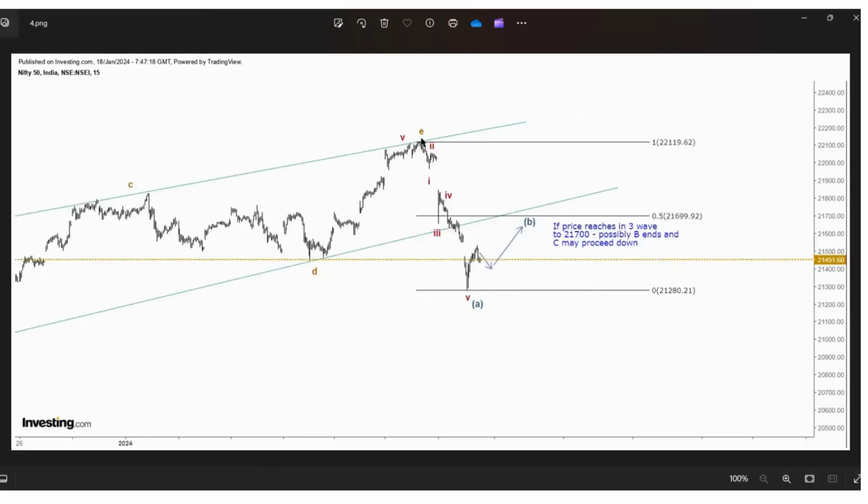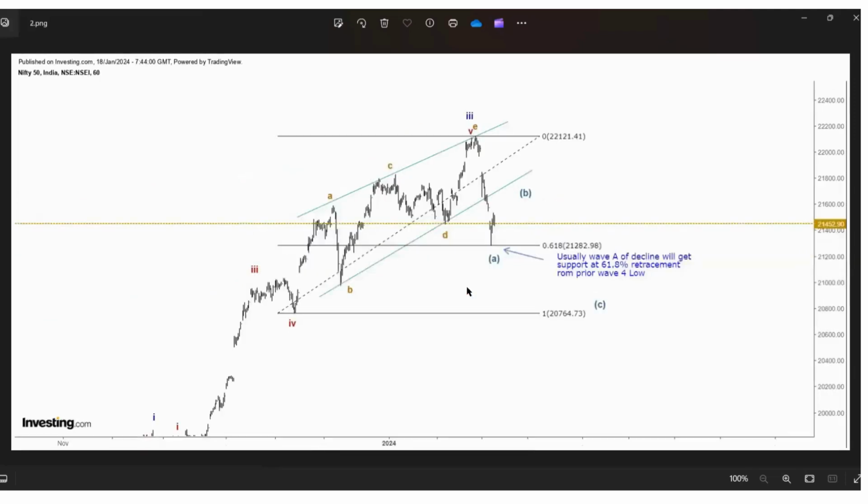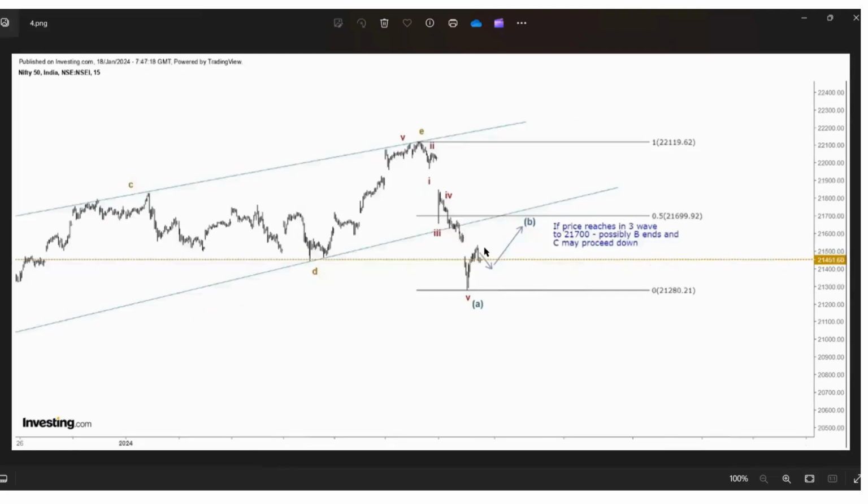The second option, if I am able to see a 5-wave structure, 1, 2, 3, 4, 5. So why this option? Because the required distance has been reached in wave A, that is 61.8%. Since the decline reaches the minimum requirement of 61.8%, I mark it as 5-wave completed and expect a B wave to go to 21,700. And if rejection happens here, the C wave may proceed down. This is what the analysis done. Okay, hope you understand.